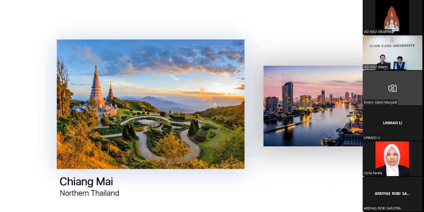What do you think of this place? In my opinion, when I saw this picture, it's like nature. The weather is fresh and relaxed. Maybe the living cost is cheaper.